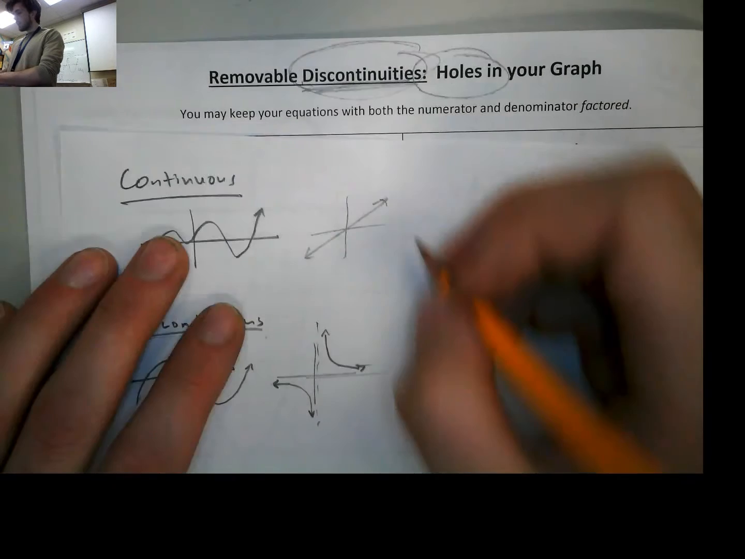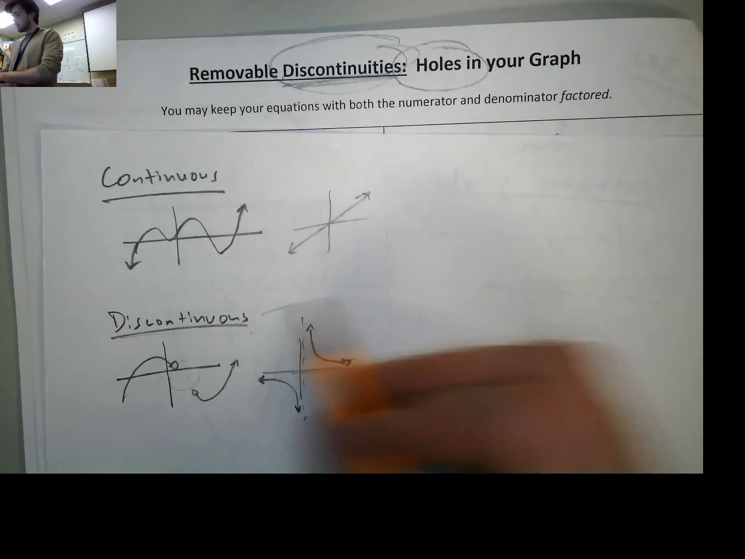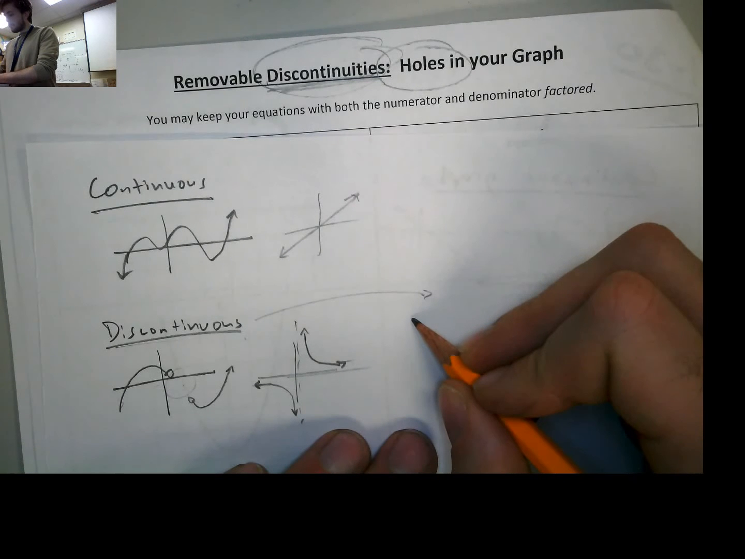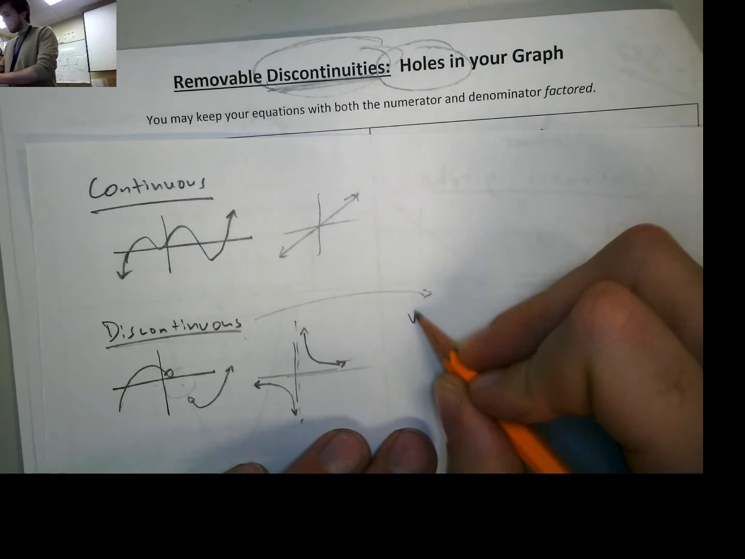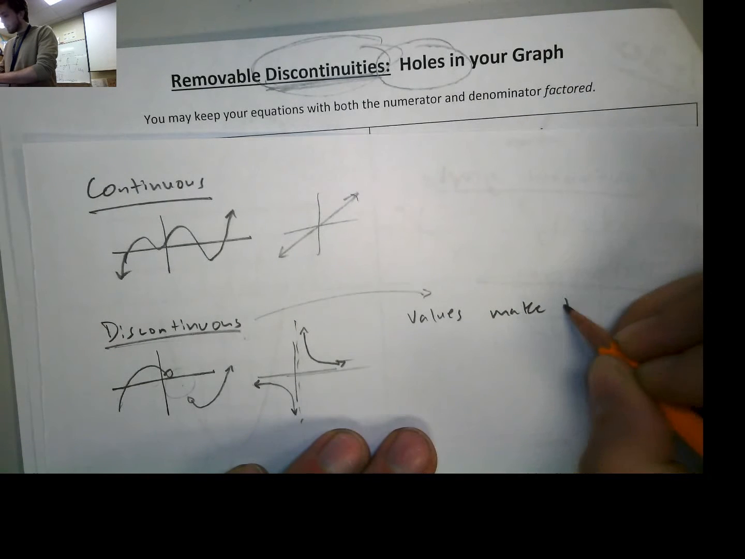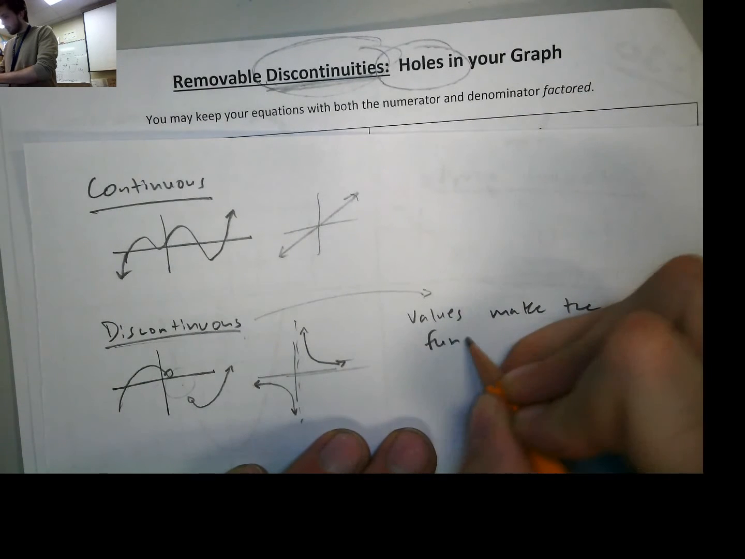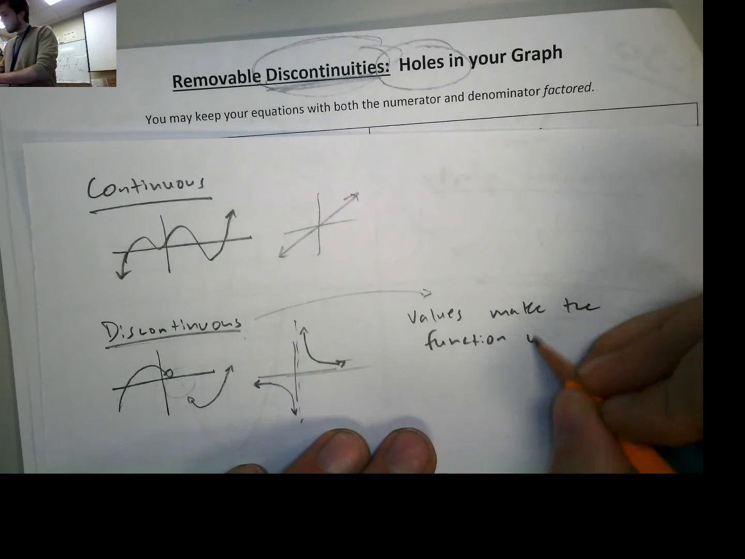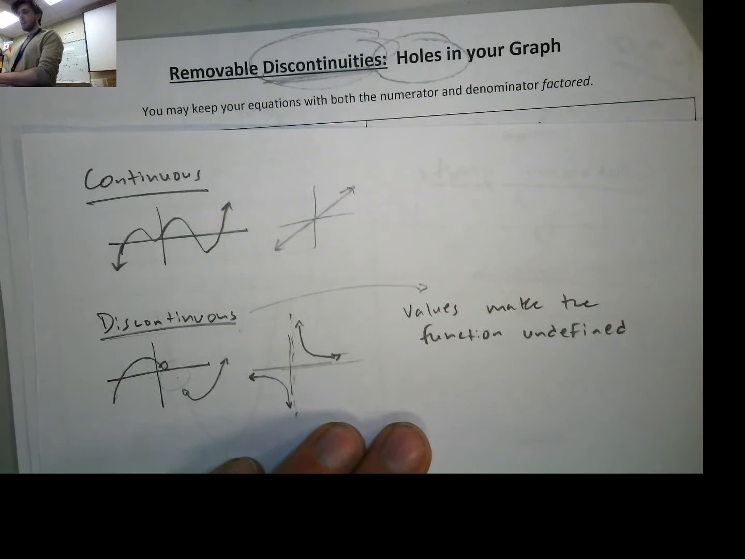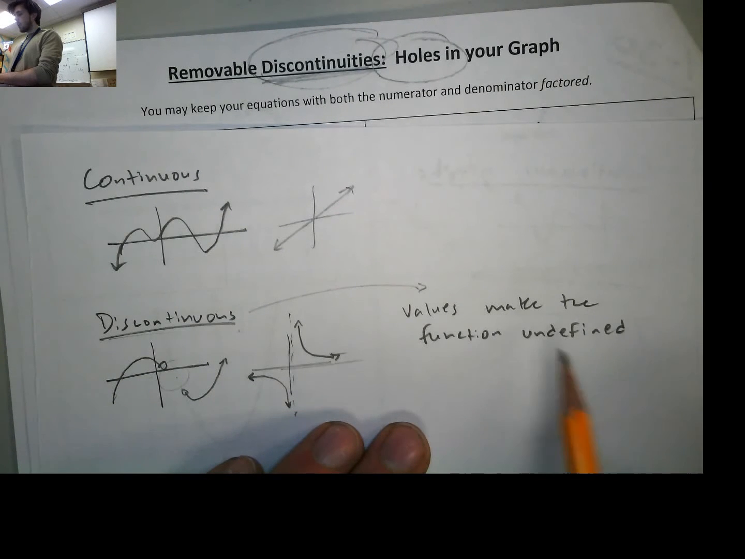Discontinuous. Algebraically, discontinuous means, how do I say this? Values make the function undefined. Values make the function undefined. There's stuff that does not work.